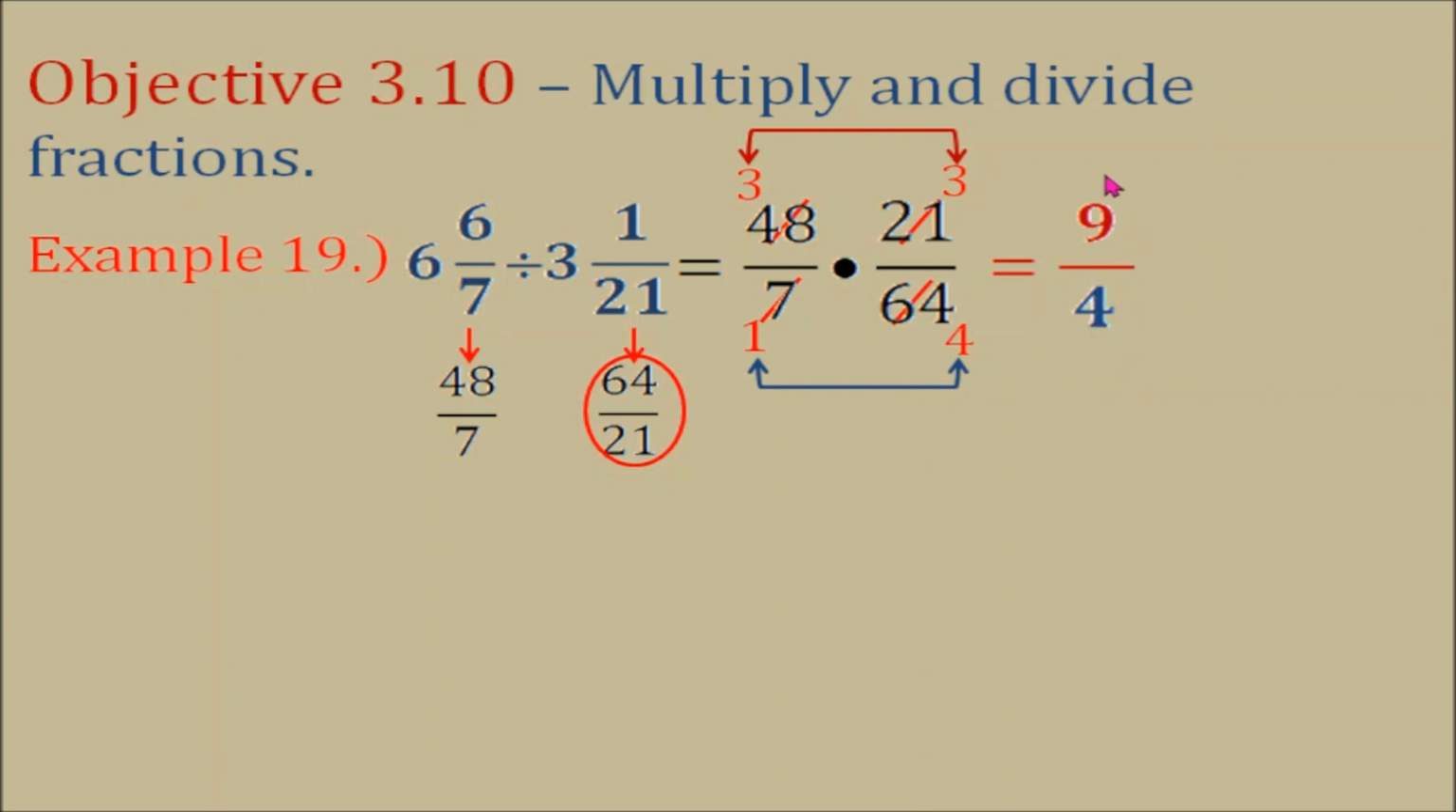It's not in simplest form yet because the numerator is greater than the denominator. So we are going to perform the long division. That's 9 divided by 4. 9 divided by 4 is 2. 2 times 4 is 8. Then 9 minus 8 is 1. So our answer here is 2 and 1 over 4.